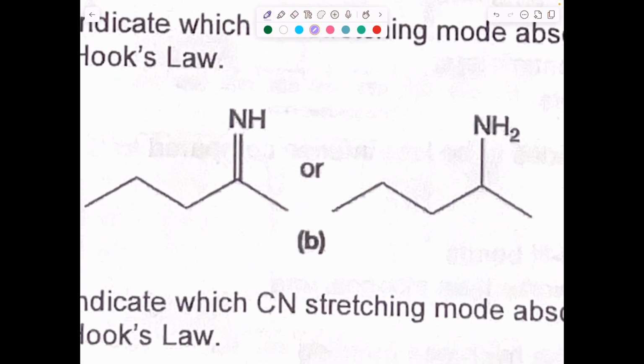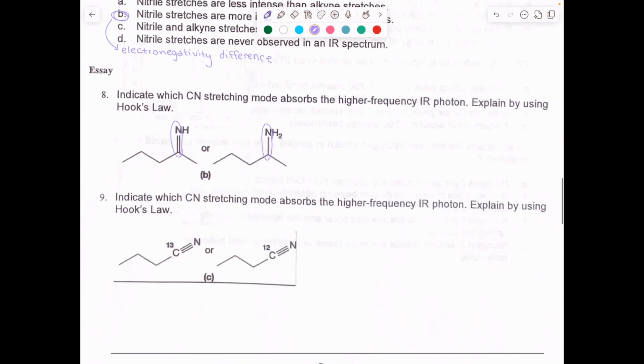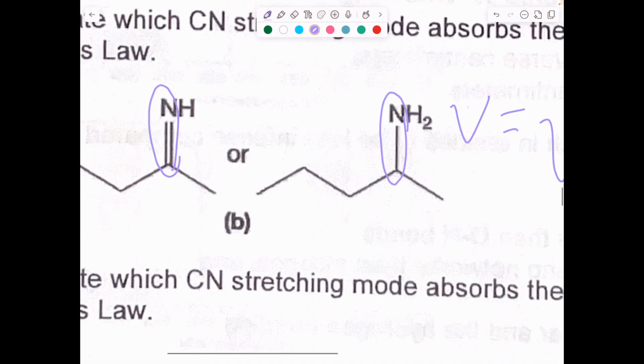So this first one has a nitrogen double bonded to a carbon, and this one has a nitrogen single bonded to the carbon. So we know Hooke's law is based on the spring constant over mass equals the frequency. So for the spring constant, the tighter and the stronger the spring, the higher the frequency. So for a double bond, that would be a tighter spring than the single bond.